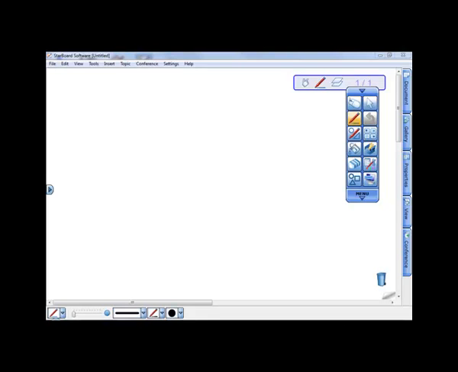Where's my little pencil? Okay, so we're going to work through problem 3.3b. Again, just to reinforce it.